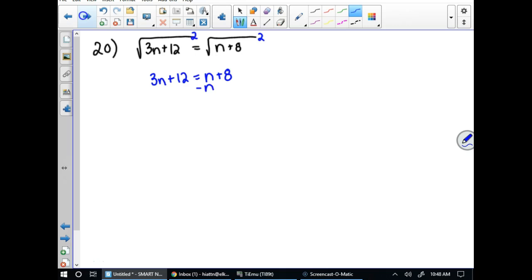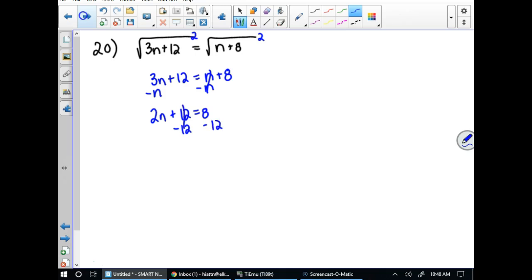Okay. Now, actually, on these, this is not a quadratic, so I would subtract the n and move it over here, which gives you 2n plus 12 equals 8. I would not subtract the 8 because it's going to move everything to one side, and you don't necessarily need to do that here. So after you do this, then I would move the numbers. But which one would you move now? Yeah, so subtract that 12.